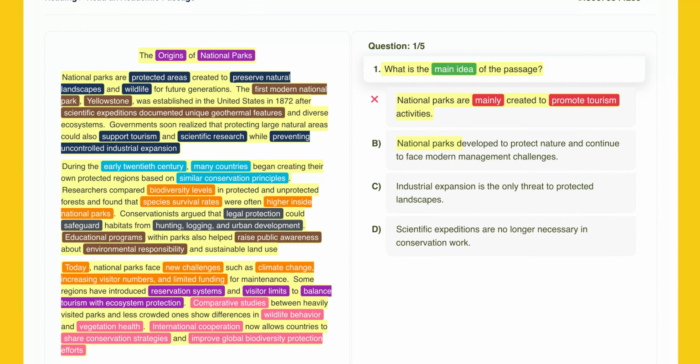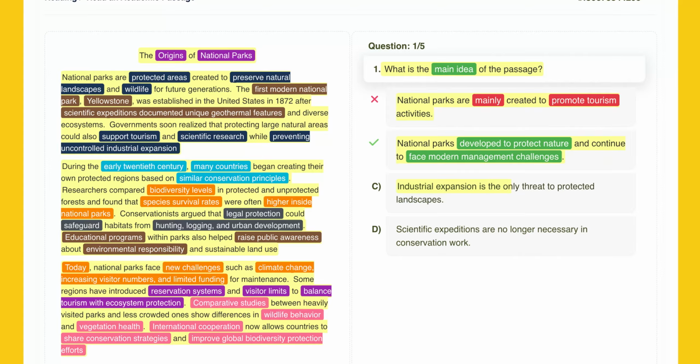Now, let's take a closer look at option B. National parks develop to protect nature and continue to face modern management challenges. This option has two parts. First, it says parks develop to protect nature, which summarizes paragraphs 1 and 2 excellently. Second, it says they face modern management challenges, which perfectly summarizes paragraph 3. This option covers the entire passage. Therefore, this is correct.